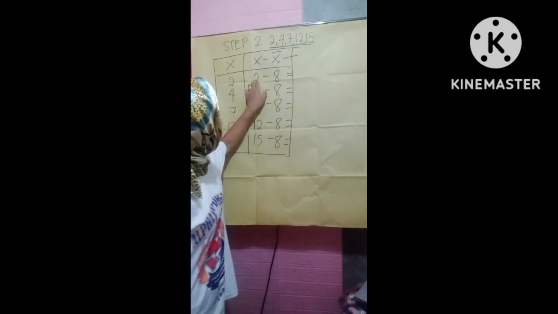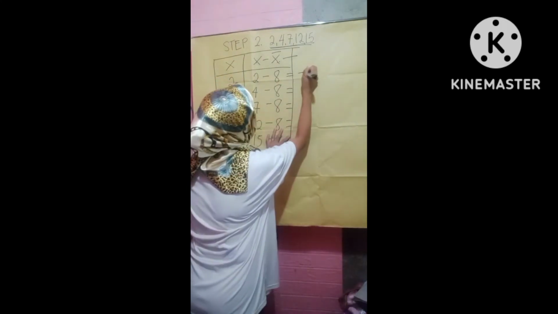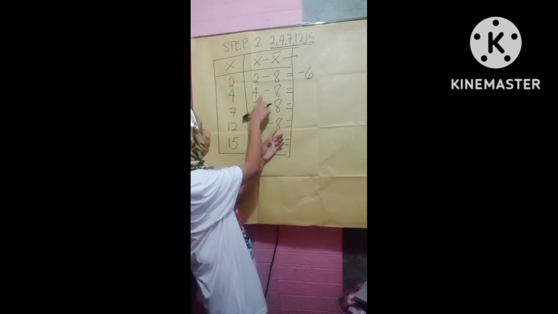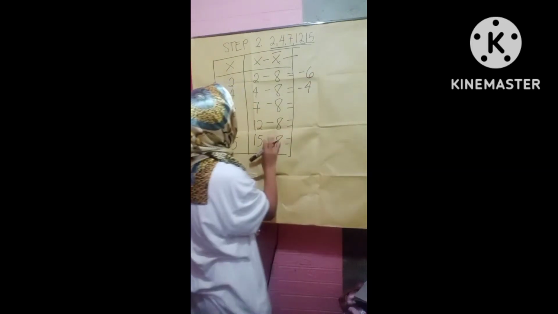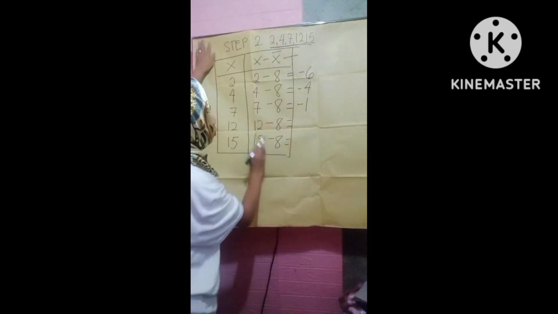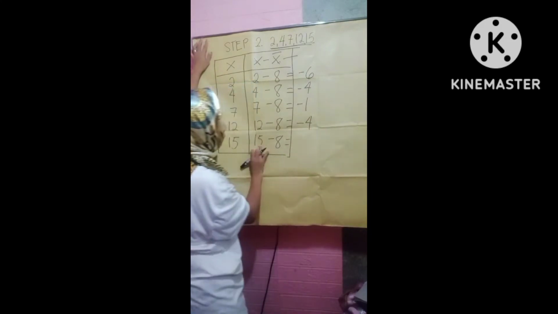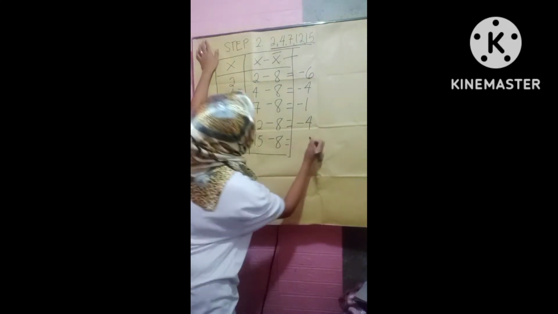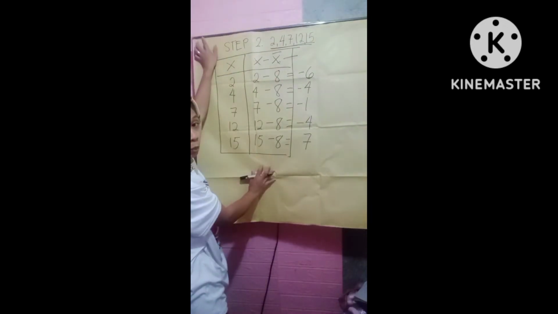So, 2 minus 8 is equals to negative 6. Okay? 4 minus 8 is equals to negative 4. Okay? 7 minus 8 is equals to negative 1. Then 12 minus 8 is equals to 4. And 15 minus 8 is equals to 7. So, this will be the answer for step 2.